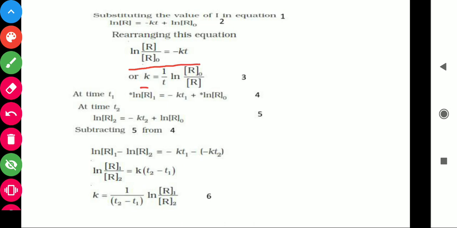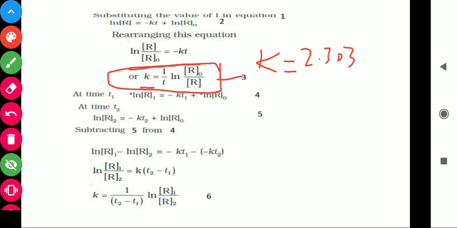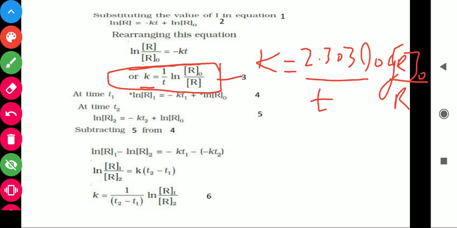Here also we want to calculate the value of k, then the value of k becomes this equation. You always keep it in your mind, and this is very important for calculating the rate constant for first order reaction. k is equal to, when we convert this log e base into log 10, it becomes 2.303 by t log R naught upon R. This is the concentration and this is the equation.